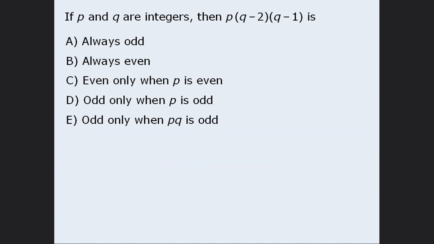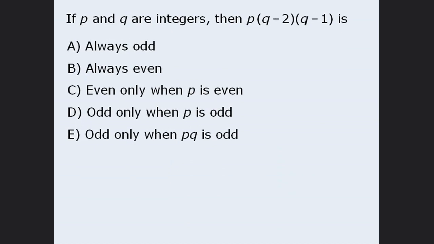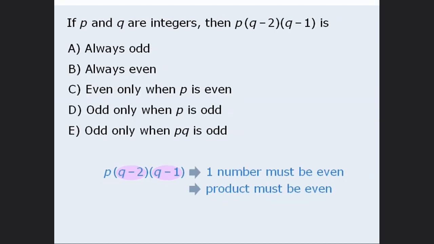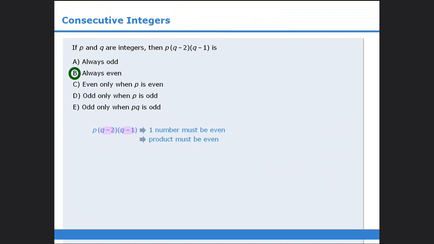Now let's try a different approach. We want to determine how the values of P and Q affect whether this expression evaluates to be odd or even. Now, if we recognize that these two numbers are consecutive integers, then we can be certain that one of those numbers is even. Subsequently, if we know that one of those numbers is even, we can be certain that the product must be even. If the product must be even, then the correct answer is still B.